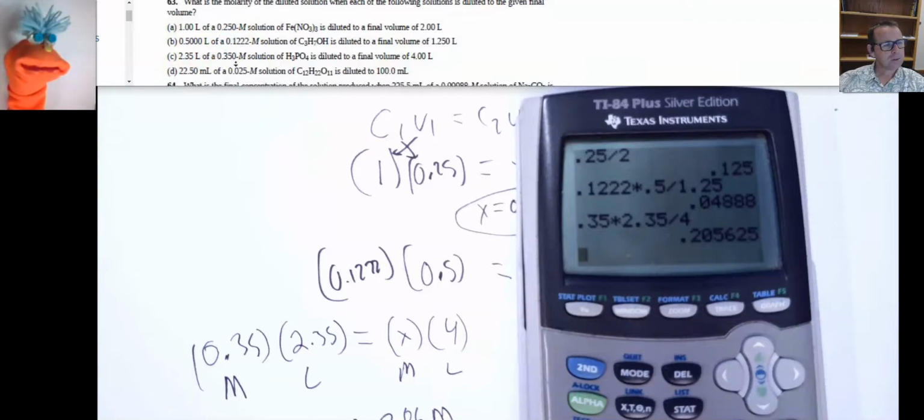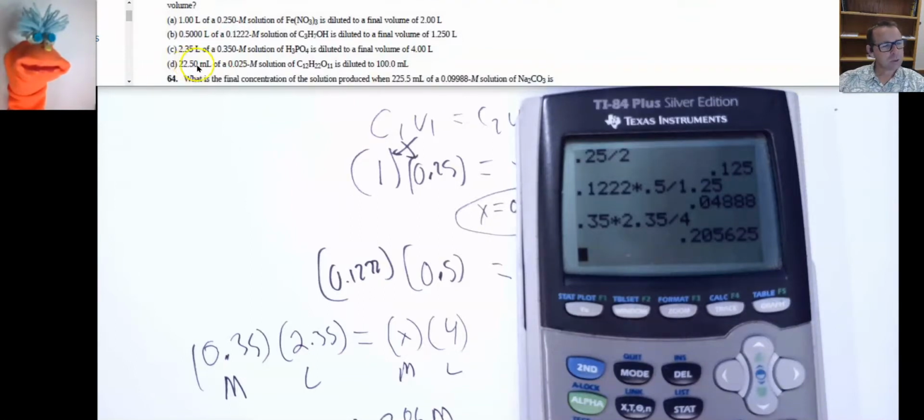D, 22.5 milliliters, 0.025, so 0.025 times 22.5 divided by 100. So our new concentration for D is 0.005625, no, just two significant figures, probably, so 5.6 millimolar, or 0.0056 molar.